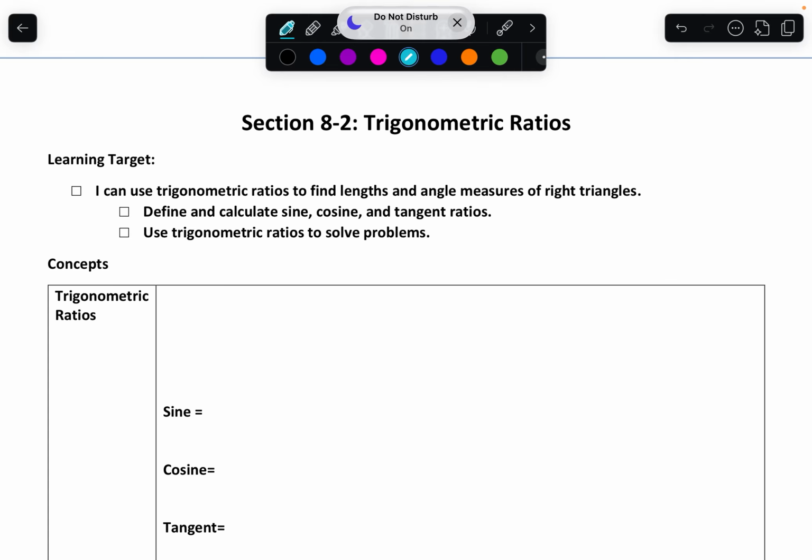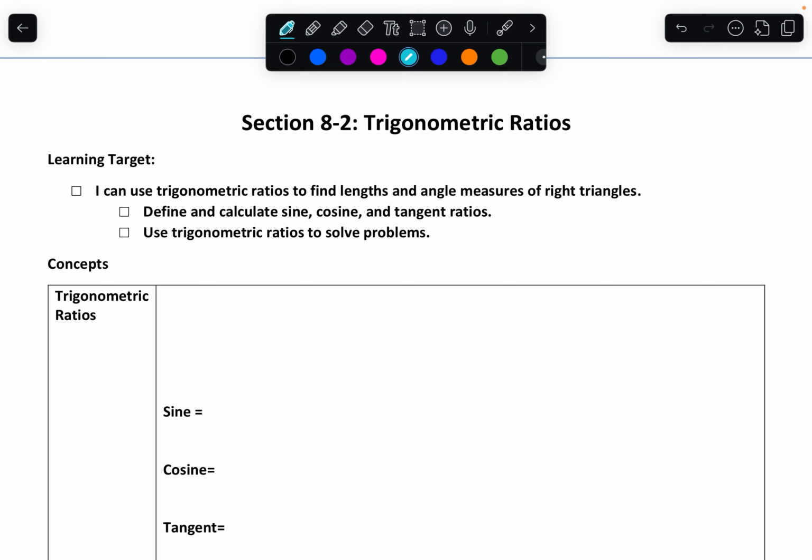As promised, here is a video for section 8.2, which might be the most important section in all of geometry, because this is the section where you get to learn an entirely brand new section of math. So we're going to talk about what is trigonometry today. We're going to talk about how to find what we call the trigonometric ratios on a right triangle. And we're going to talk about why these kinds of calculations can be useful to us and they can add to the body of math that we already know.